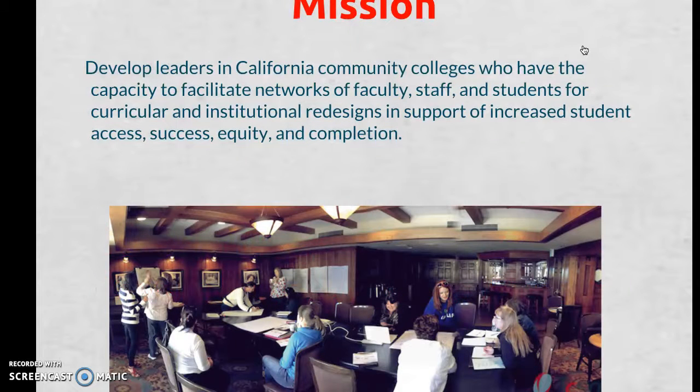So the mission of 3CSN is to develop leaders in California community colleges who have the capacity to facilitate networks of faculty, staff, and students for curricular and institutional redesigns in support of increased student access, success, equity, and completion.